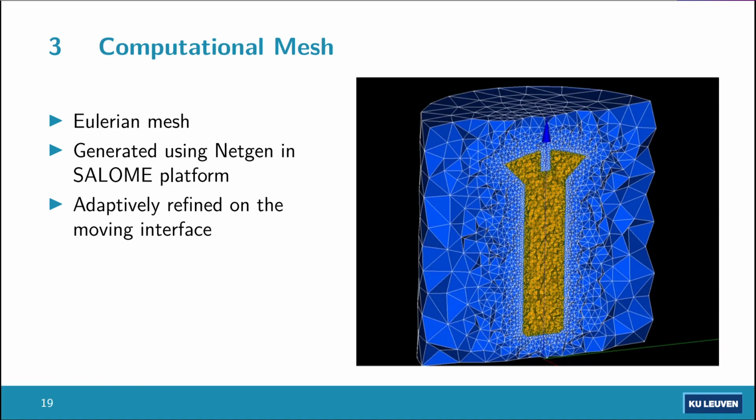The computational mesh is an Eulerian mesh in which we put both domains, the medium and the implant or the metal bulk, inside. And we refine the mesh on the interface based on the phi function, and it helps us to have better accuracy on the interface due to problems with level set and oscillation. And the mesh is generated using NetGen and Salome platform.